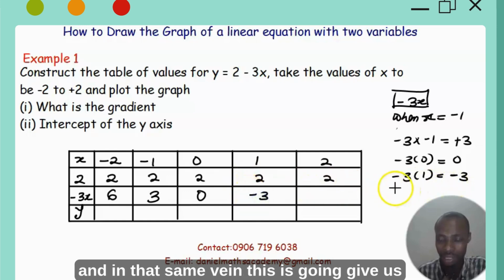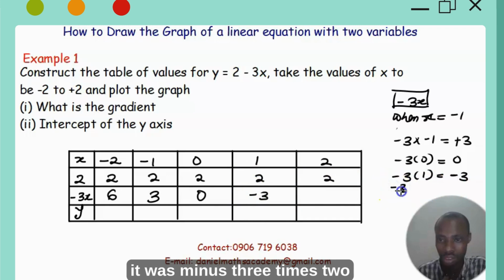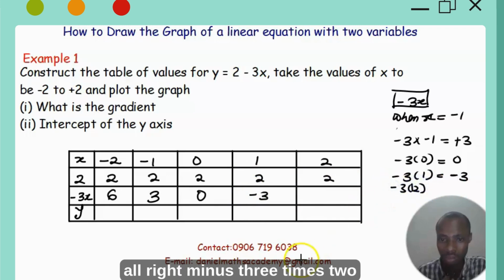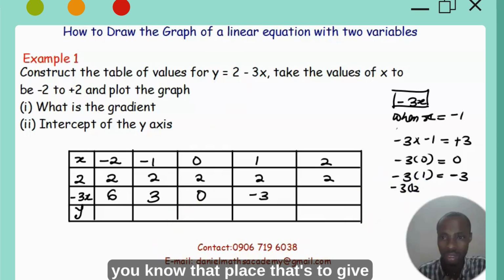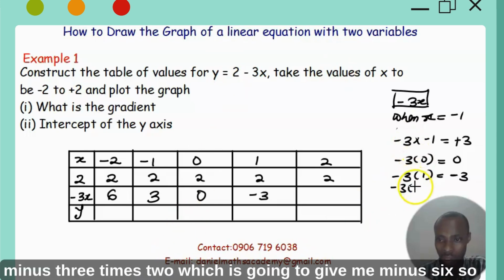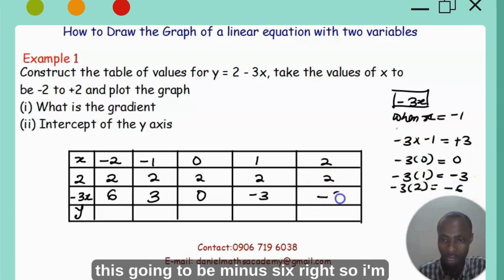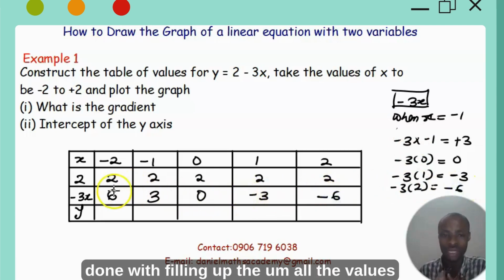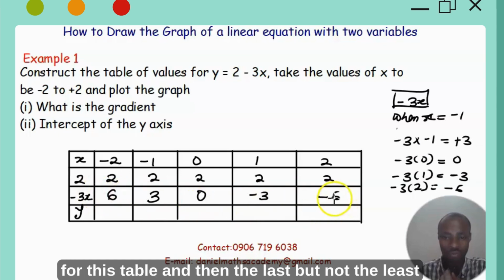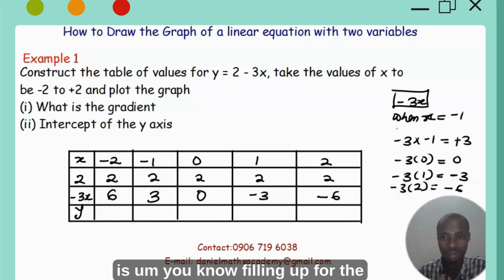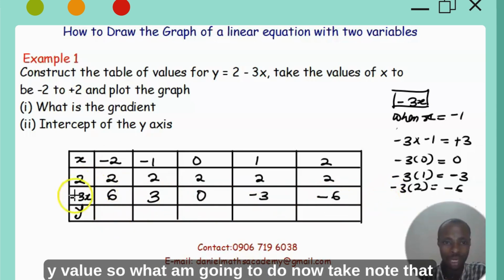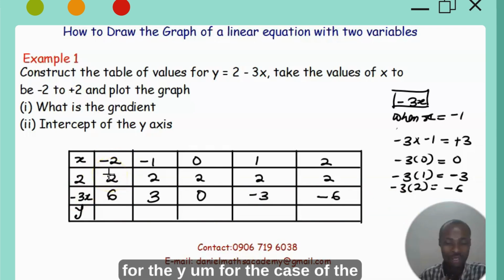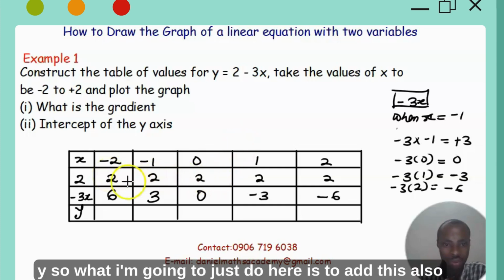In that same vein, this is going to give us minus 3 times 2. Take note of that, please. That's going to give me minus 6. So I'm done with filling up all the values for this column of the table. The last but not the least is filling up the y value. Take note that for the y, what I'm going to do here is to add this up.